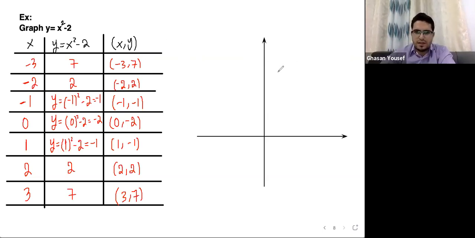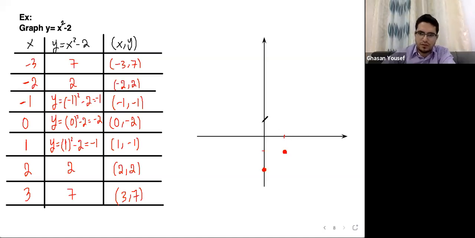Now I will plot these points inside the Cartesian plane. The first point is (0, -2). So this is 0, and here is the -2. This is the first point, (0, -2). The second point is (1, -1). So this is 1, and this is -1.